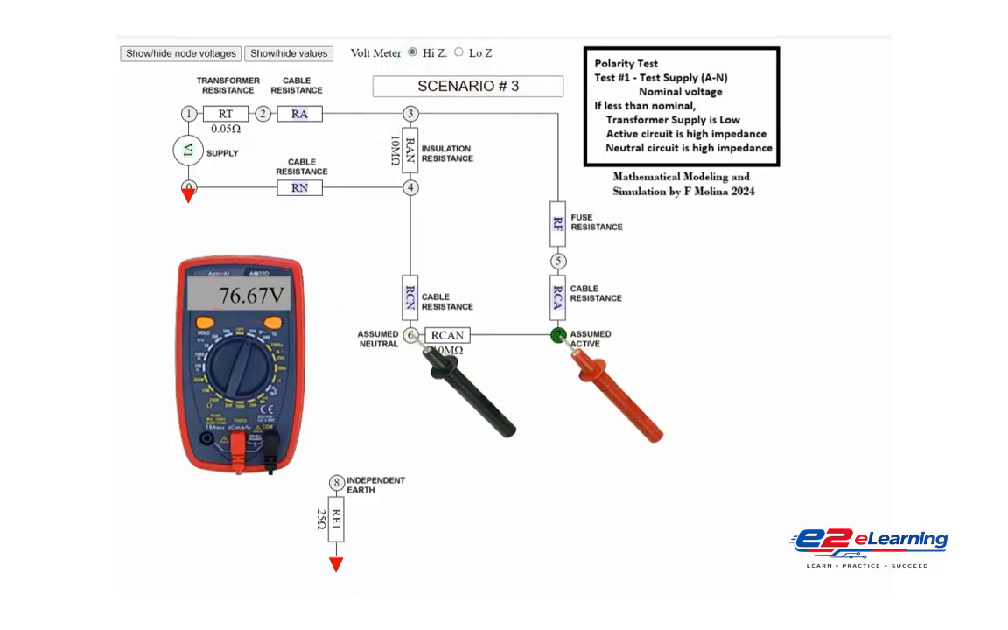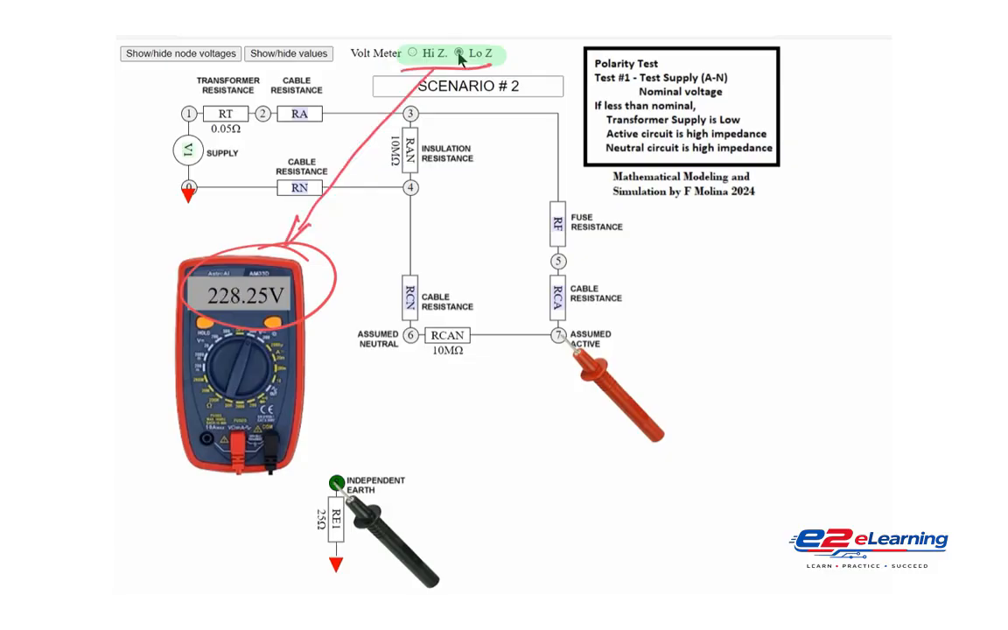Next, we test between the active node and an independent earth. The reading shows 230 volts. When toggling to low Z, the voltage only drops slightly, confirming that the 230 volts is real and can supply high current to the active line.